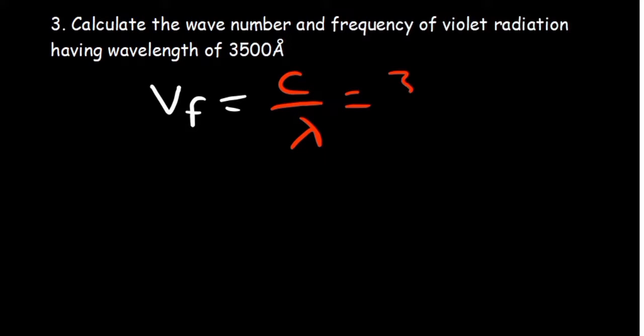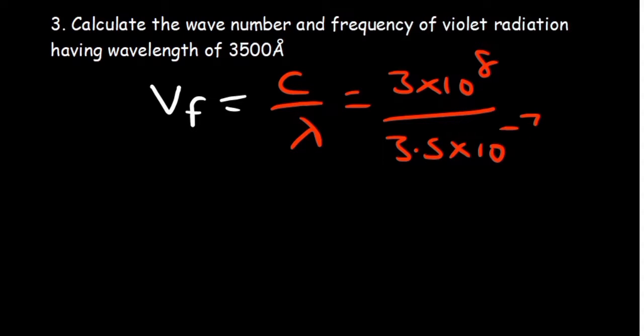Our speed of light is 3 times 10 to the power 8. Then what have we determined to be our angstroms in meters? We said you multiply the 3,500 by 10 to the power negative 9 and divide by 10, which gave us 3.5 times 10 to the power negative 7. If you divide that into the speed of light, 3 times 10 to the power 8 divided by that, what we have as our frequency is 8.6 times 10 to the power 14.